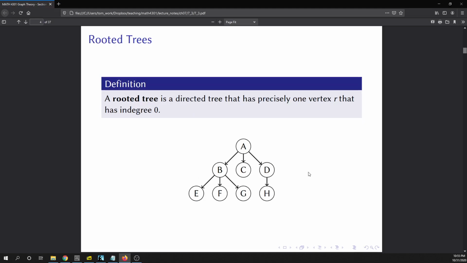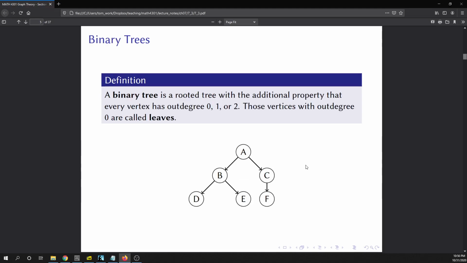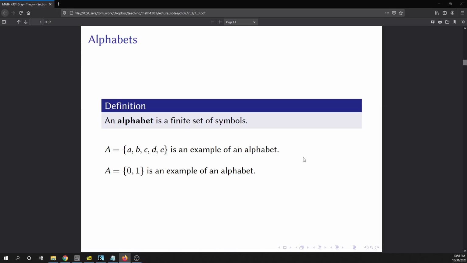The tree that we looked at before is not binary, right? Because B has out degree 3, and so does A for that matter. All right, so this is a rooted tree that is not a binary tree. This is a binary tree here. All right, in the application that we want to talk about in this section, we're going to talk about encoding information.